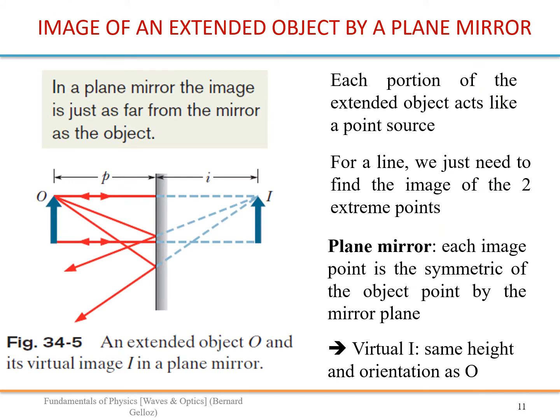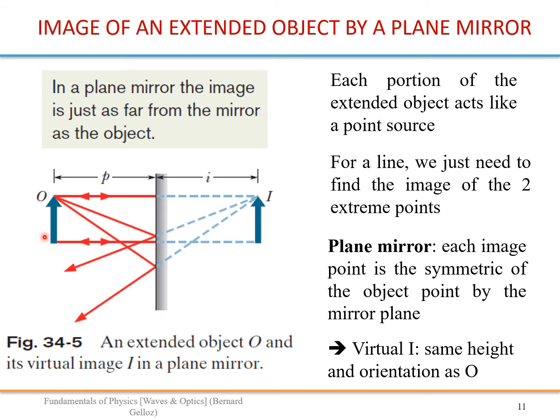Let's now look at an extended object, because so far we have just seen a point. Okay, so the image of a point is a point. So for example, if you take the base of this arrow, it will be a point here. And let's take this arrow as an object. You can take the tip here, point O, and the image will be point I here. And any point here will have an image by this mirror, which will be just symmetric with respect to the mirror.